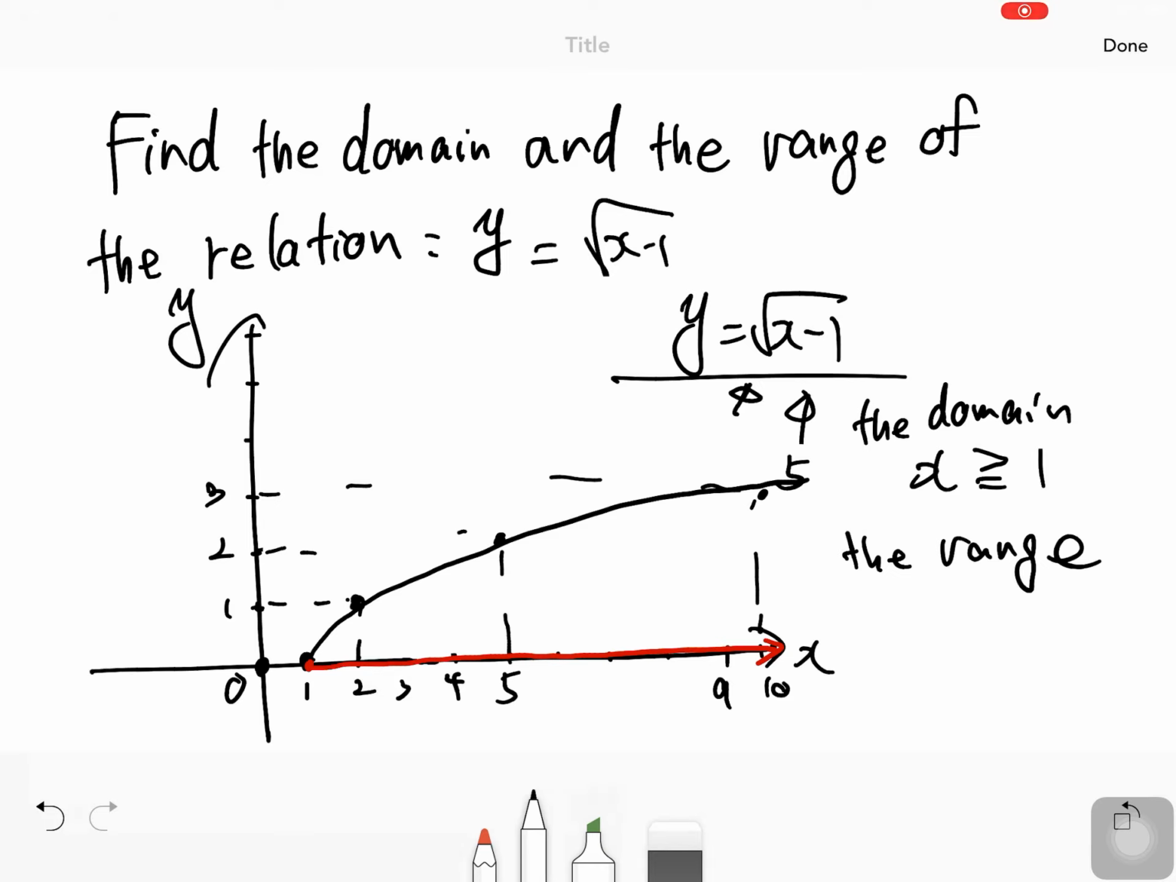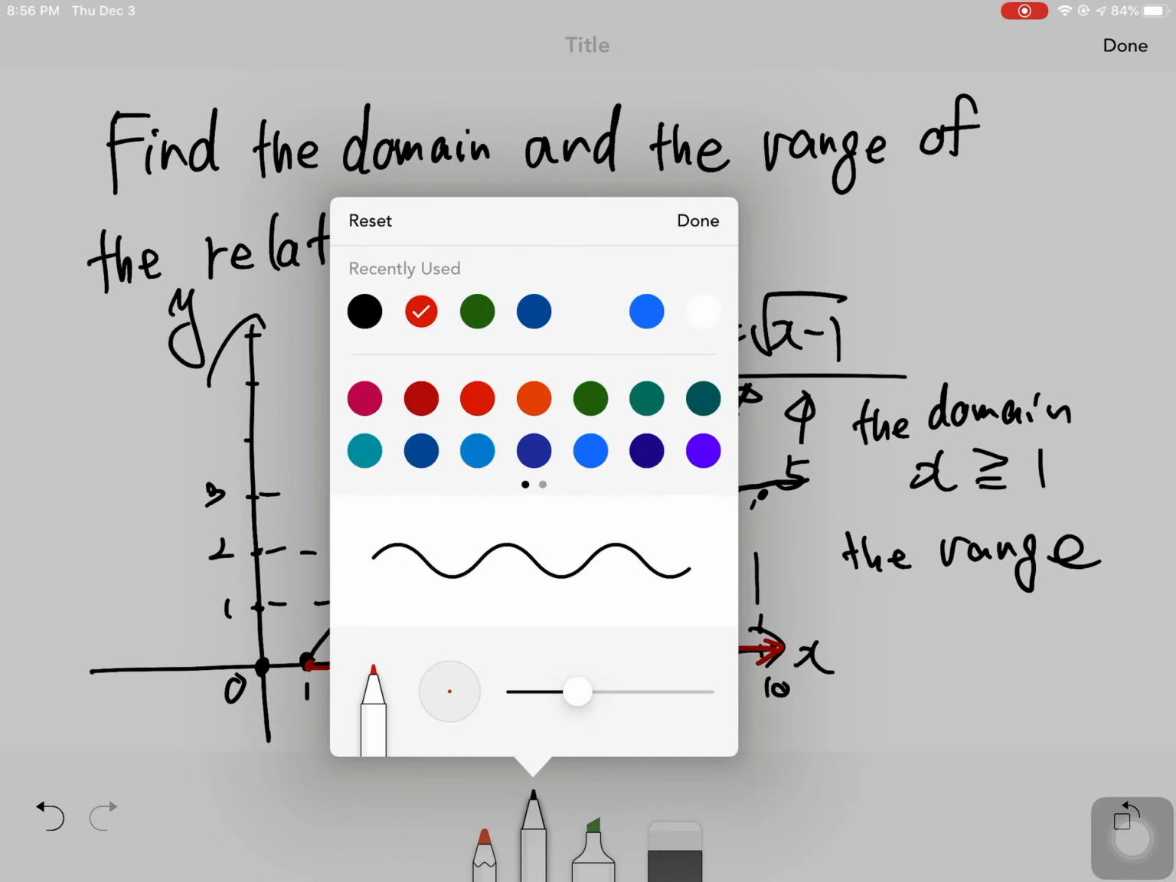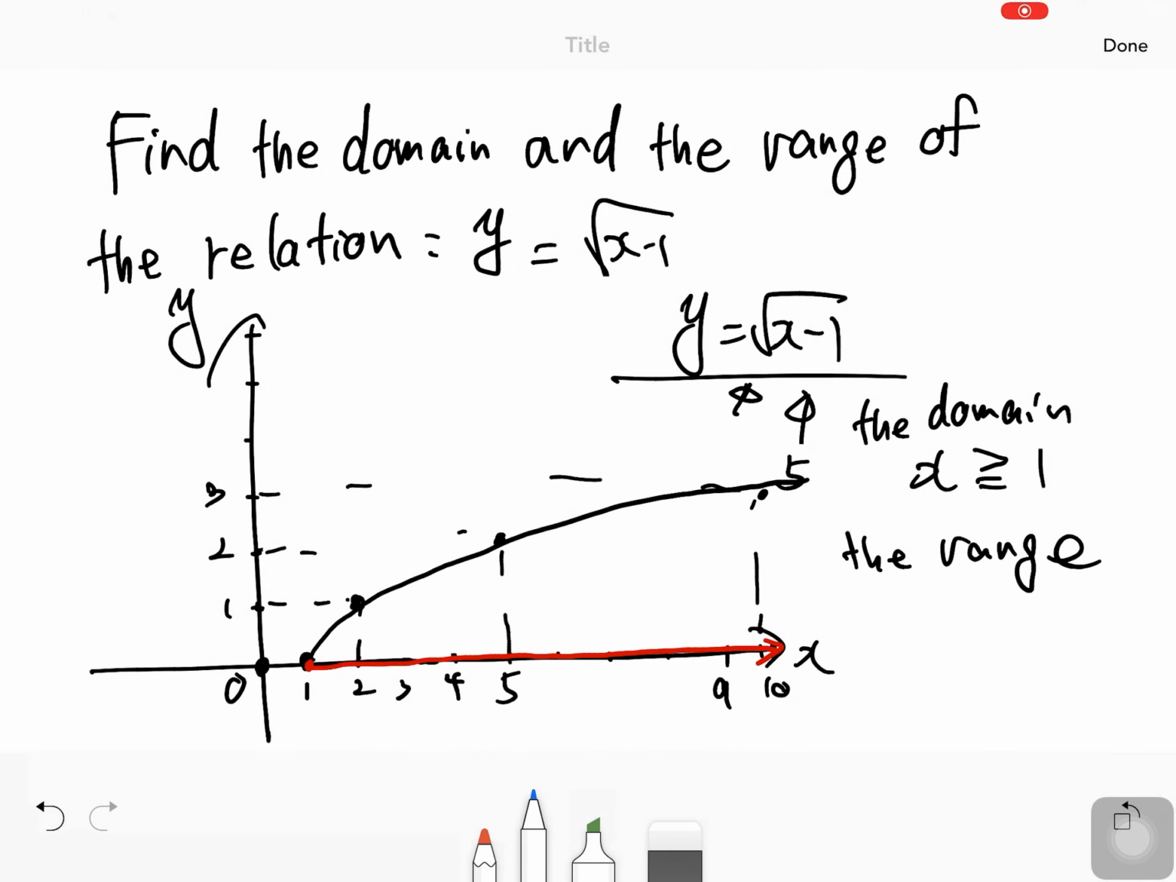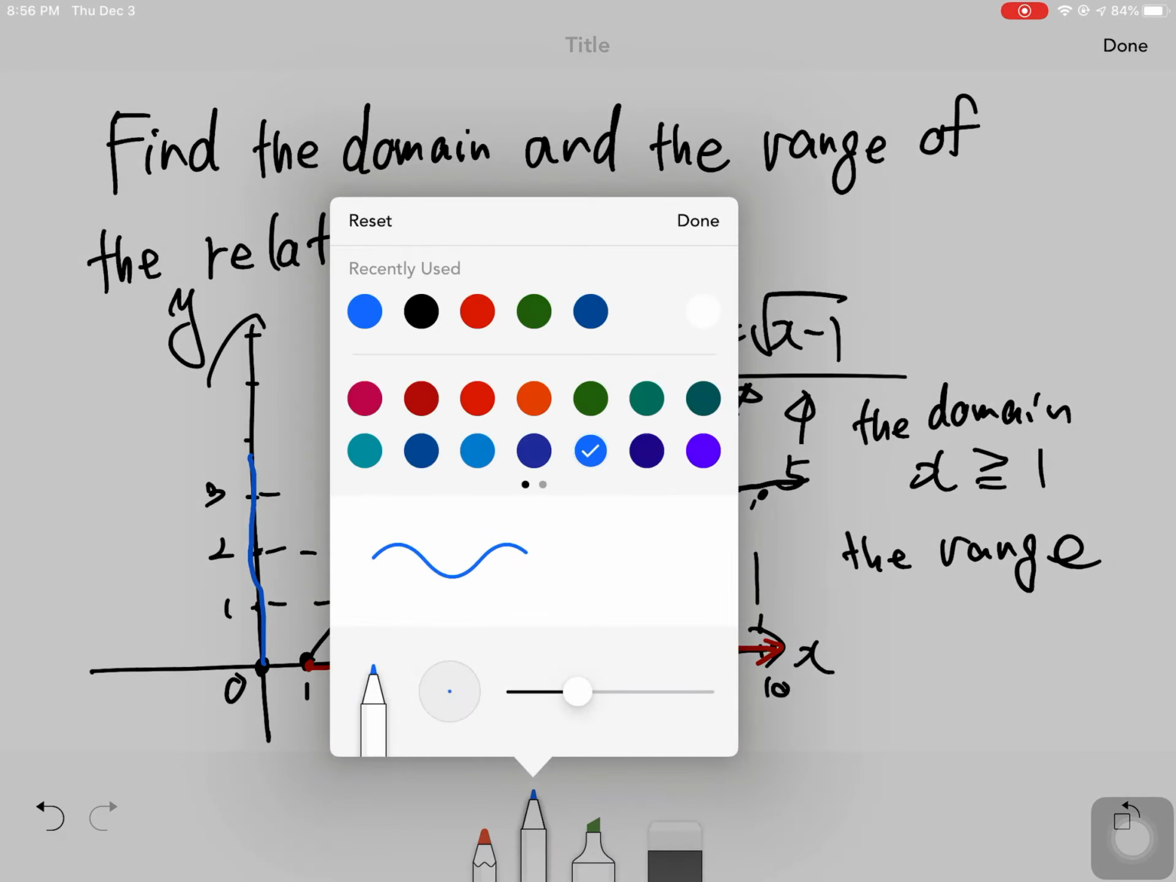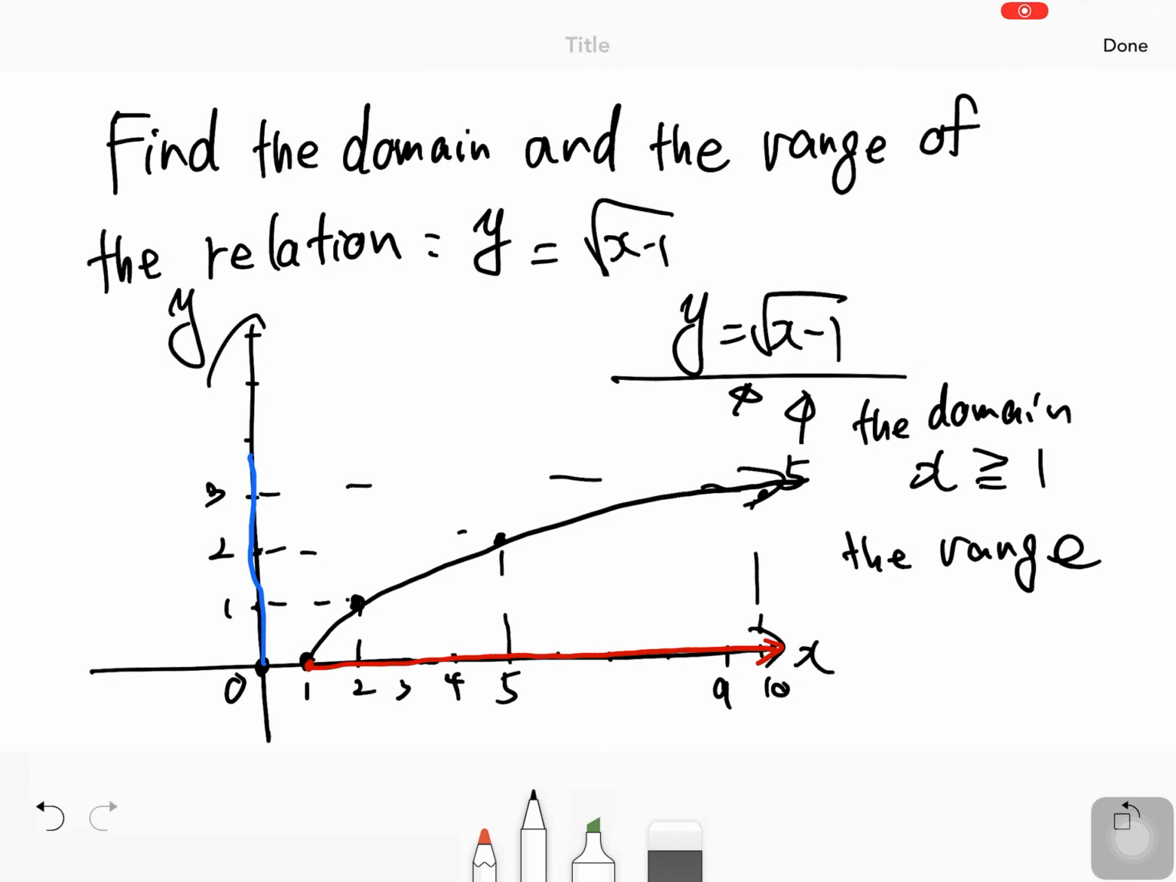Then what about the range? So if you see the y-axis of this graph, this doesn't have any negative y values. It's always positive. And this graph is always increasing, so it can be bigger and bigger. So the y value is bigger than or equal to 0.